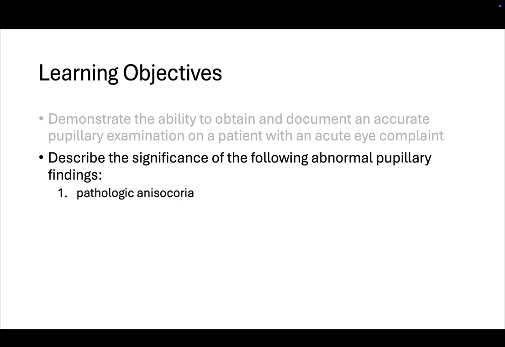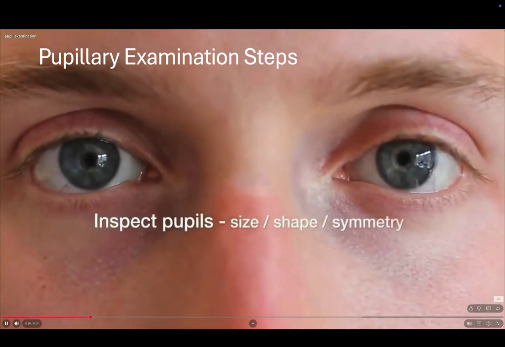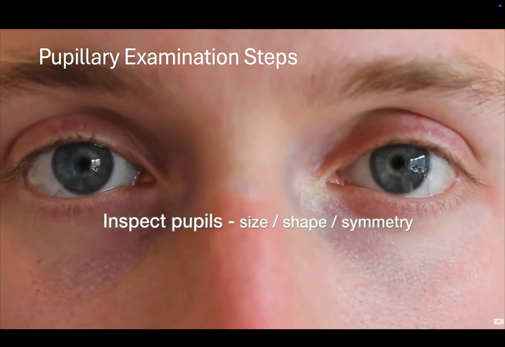Pathological anisocoria, anisocoria meaning unequal pupil size, a relative afferent pupillary defect, a unilateral fixed and dilated pupil, pinpoint pupils, and a teardrop-shaped pupil. Inspect the pupils for size, shape, and symmetry looking for anisocoria.